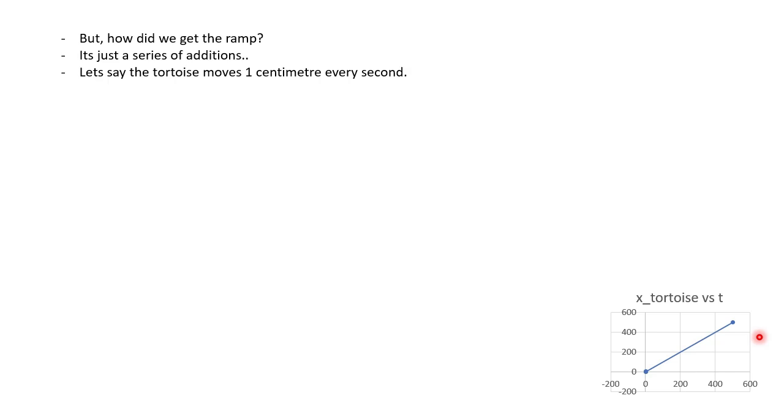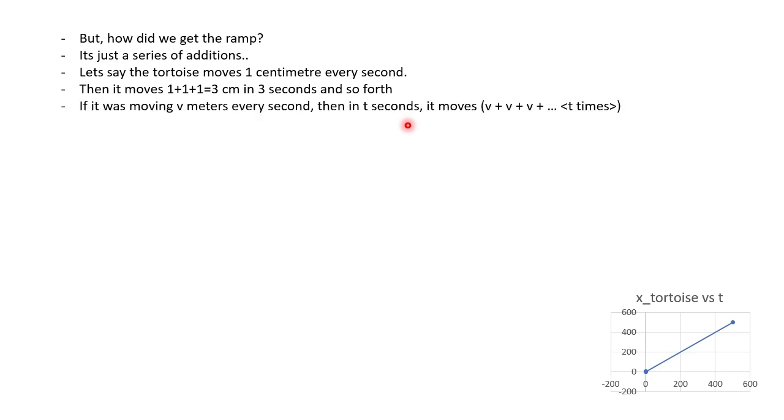So let's imagine that the tortoise moves 1 centimeter every second, right? So that's an easy thing to observe. Let's say we observe now it was right at the couch, then we observed it next second and it was 1 centimeter away from the couch, and we observed its position the subsequent second and it was 2 centimeters away from the couch, right? So in 3 seconds, then it would have moved 1 plus 1 plus 1 equals 3 centimeters, right? No big deal. I mean, it's a simple calculation.